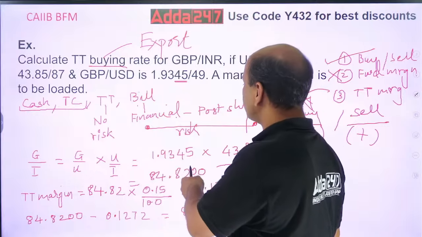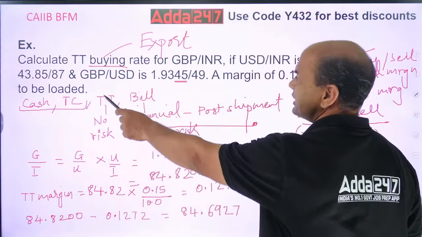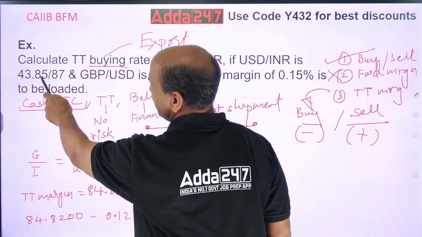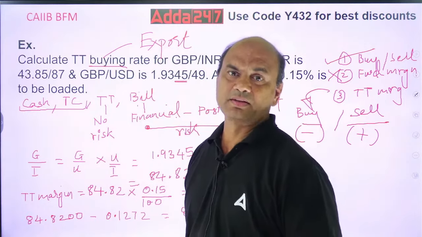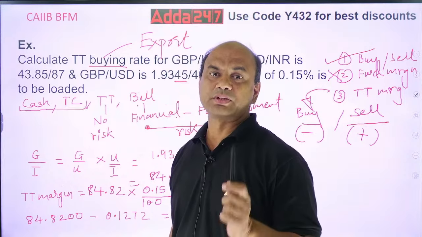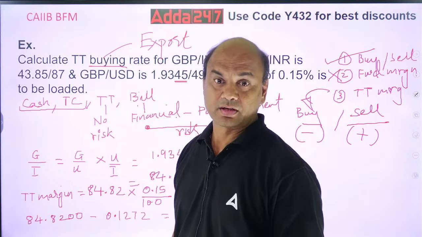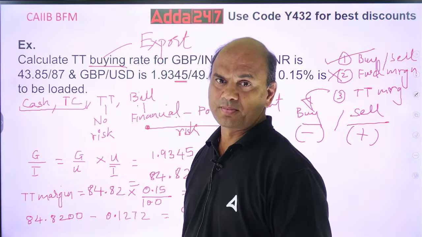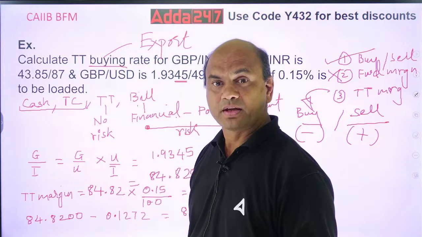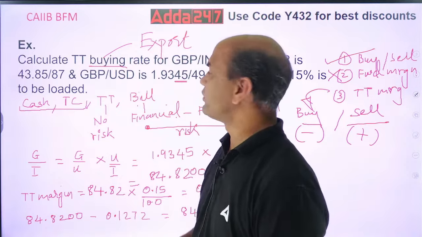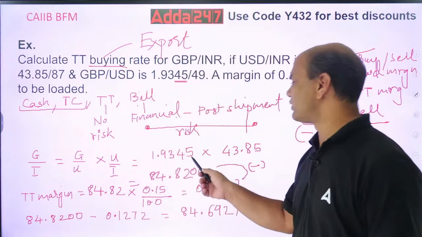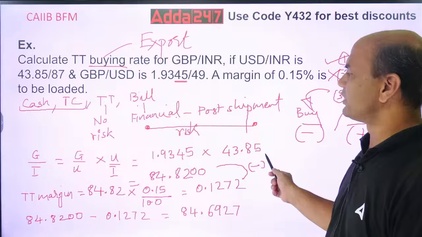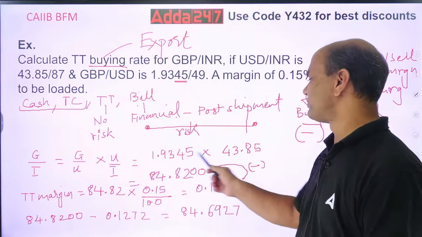What about USD to INR? This second one is over here: 43.8587. So what will I use now? You tell me, 85 or 87? Will I use 85 or 87? Comments. I'll be using 85. Correct. Why? Because I am buying. So multiply this: 1.9345 into 43.85.